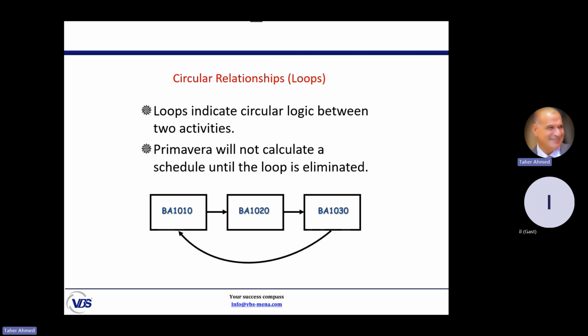If you have a circular relationship, Primavera will refuse to complete the schedule. It tells you, to complete the schedule, please remove the loop. So again, Primavera will not calculate the schedule until the loop is eliminated. Like that: activity 1010, 1020, 1030, and after completing 1030, I return back to 1010. I have to remove this because without removing this loop, Primavera will not complete the calculation.